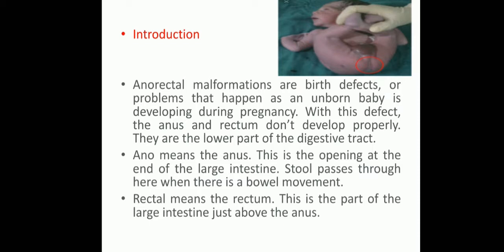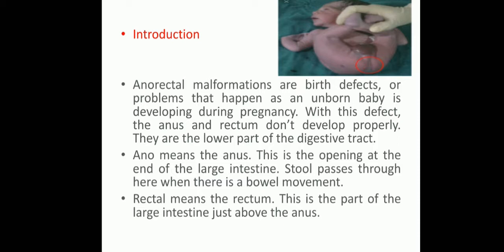So because of this developmental problem, what happens? The anus and rectum are not developed properly. What is the meaning of ano? Ano means anus. This is the opening at the end of the large intestine, through which the stool passes. It is also where bowel movements occur, and that is called the anus.